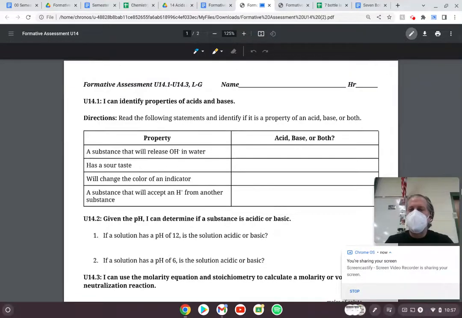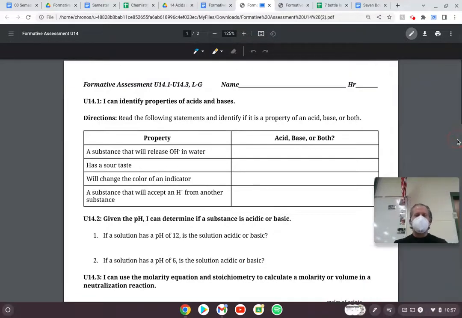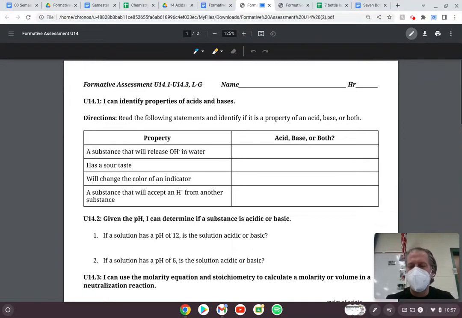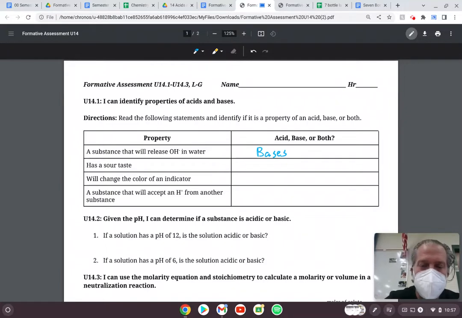Okay, so the first section here is working with using the properties of acids and bases to identify whether or not the substance is an acid or a base. We said that substances that add hydroxide, or OH, to water, in the past, we've already mentioned that those are bases. So that's a base.